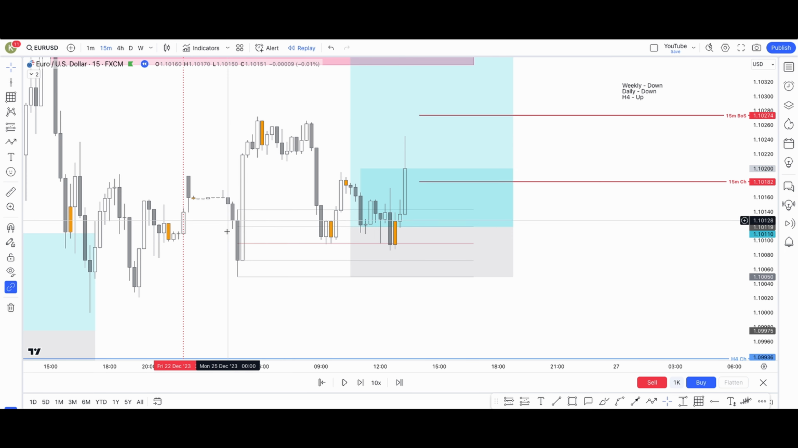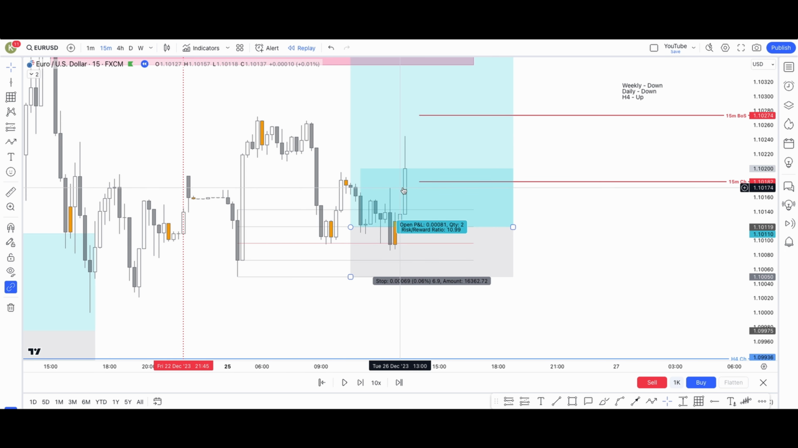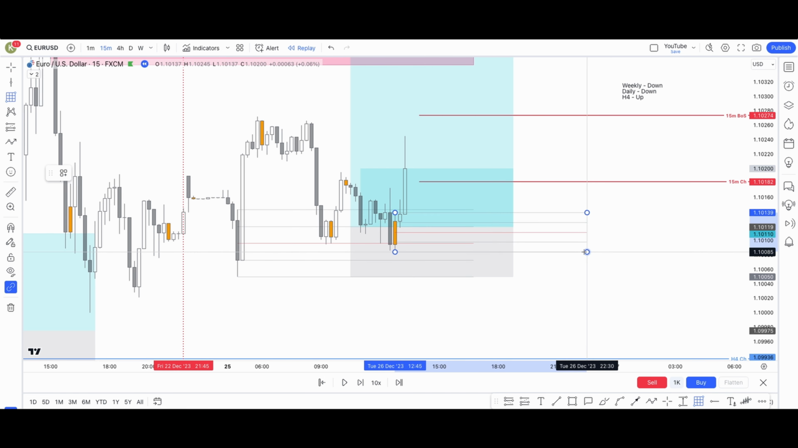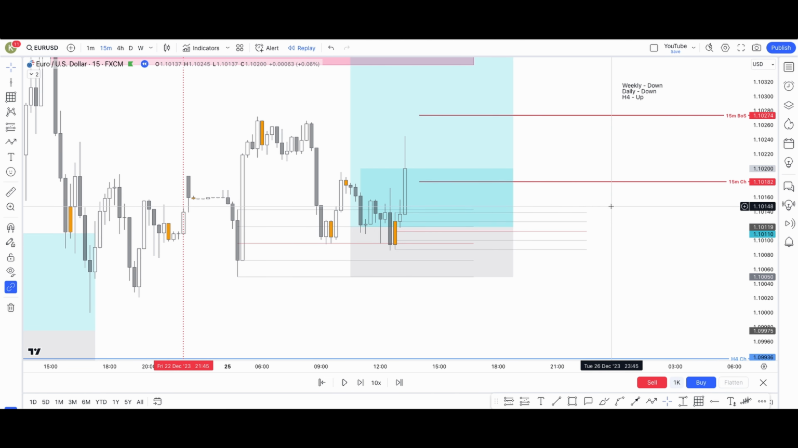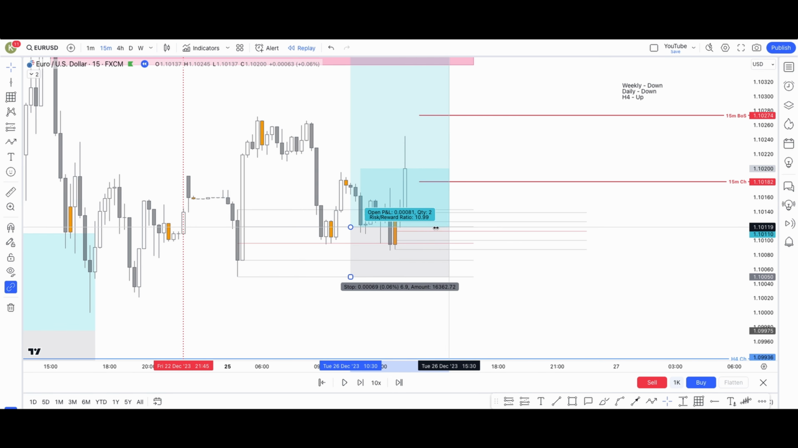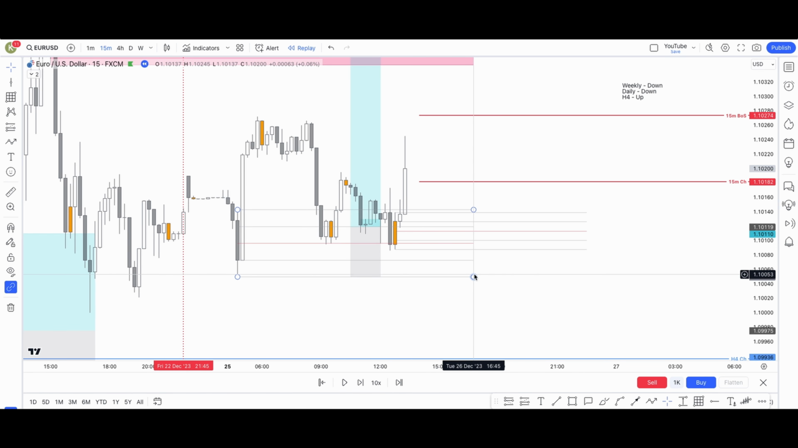So internally to this structure here, we've got a CHoCH which is formed right there. So we can still look to get long, and me being me, I like my inside bars. There's another one here. So I'm just going to shrink this up. We're in that trade. I'm going to shrink that up as well.